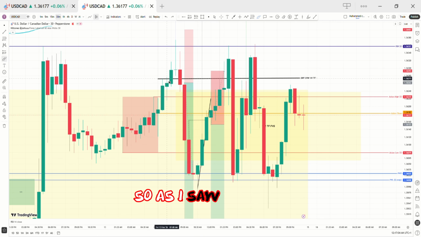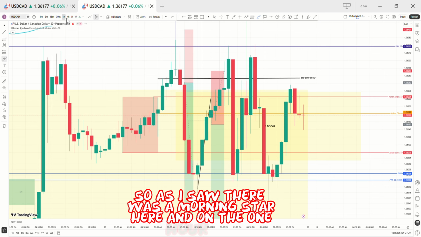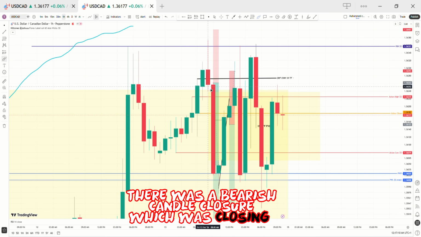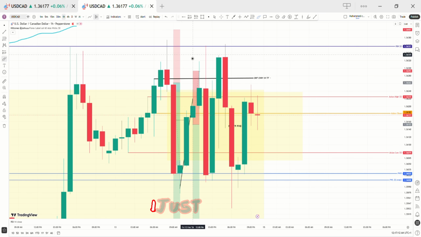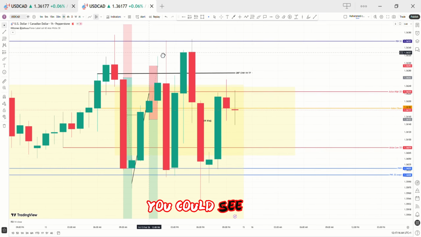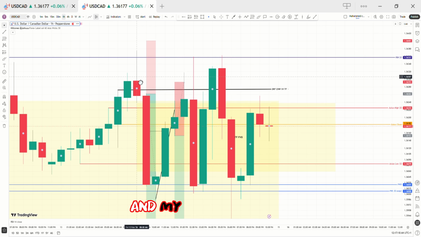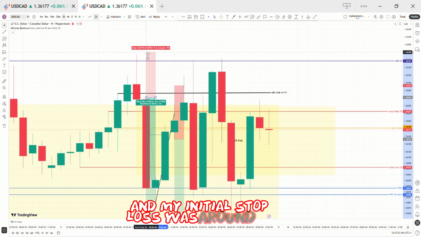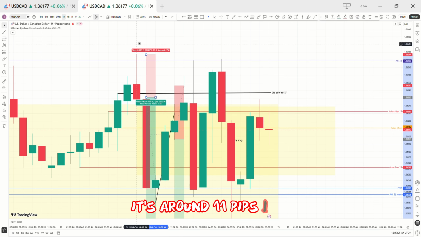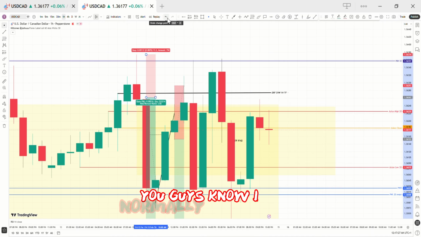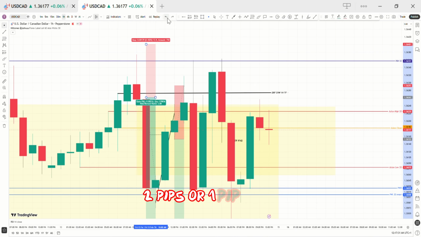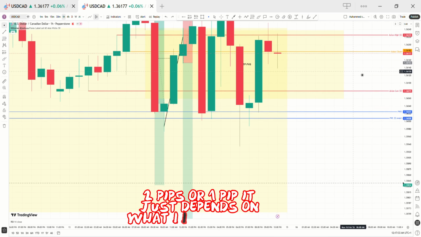So as I saw, there was a morning star here, and on the 1 hour too, there was a bearish candle closure which was closing below. I just entered for shorts. You see, I shorted here, and my initial stop loss was around 11 pips. I added, you guys know I normally add 2 pips to my SL, my initial SL, 2 pips or 1 pip. It just depends on what I see for the day.